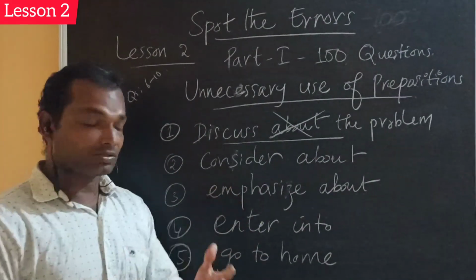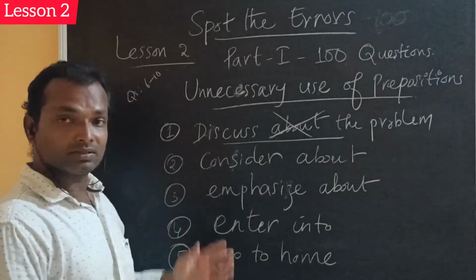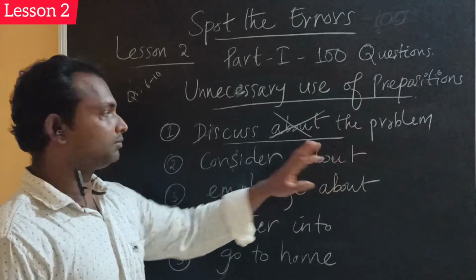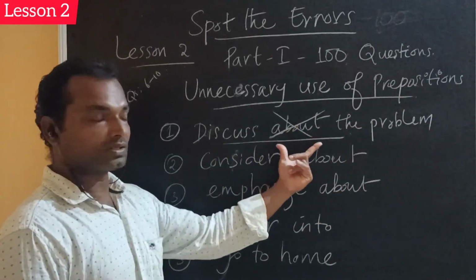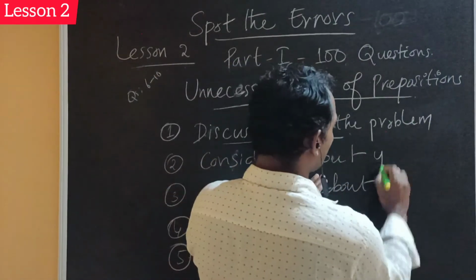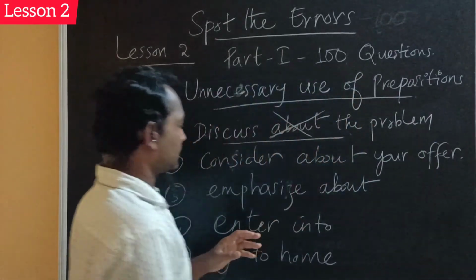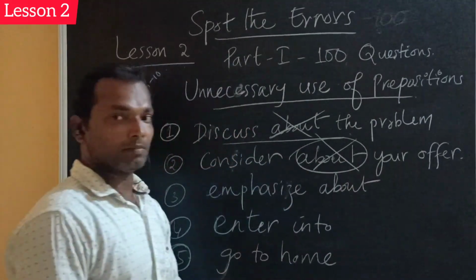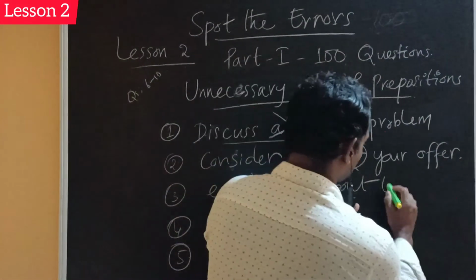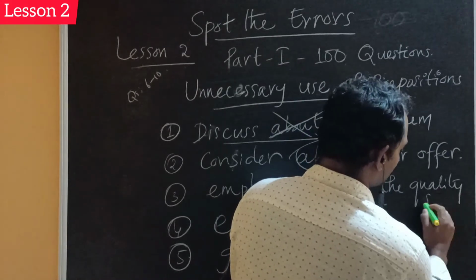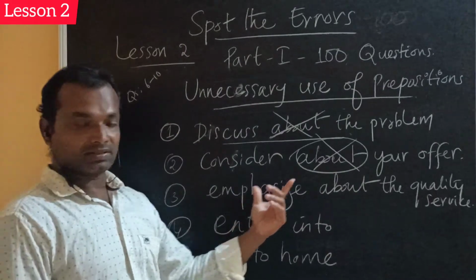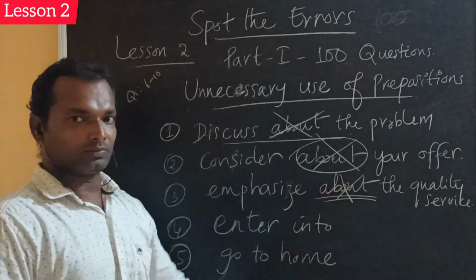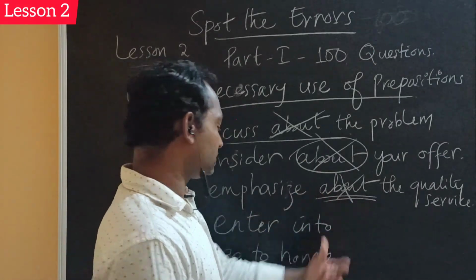Discuss about the problem. So at least learn that these five verbs do not take the preposition. Discuss the problem. Unnecessary use of preposition about. Consider about your offer. We will consider your offer. Remove the word about. Emphasize about the quality service. We will emphasize the quality customer service.